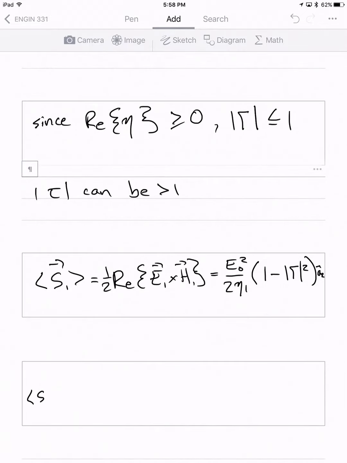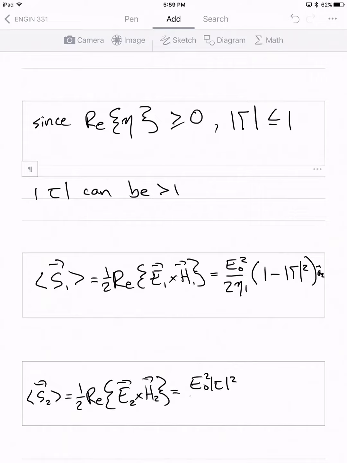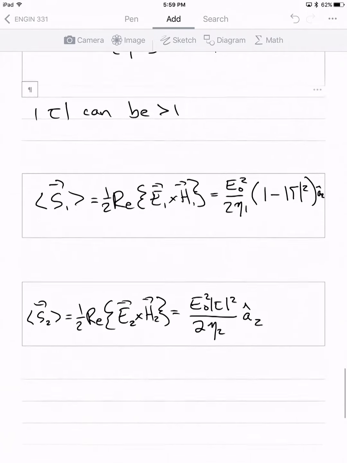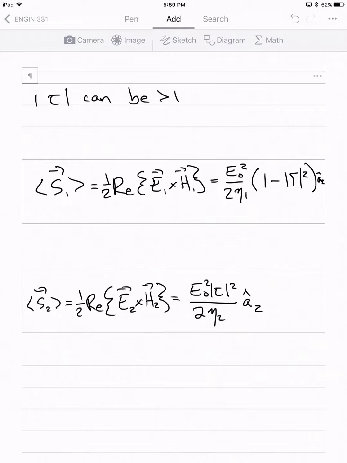If we want to talk about the time average Poynting vector in medium 2, we have 1/2 real part of E2 cross H2, but those two are just the transmitted field, so then we get E naught squared magnitude tau squared over 2 eta 2 a hat z. And I'm not going to do it here because I'm going to make you do it in class later. But what you find is that these two powers are equal, so we're obeying conservation of power as long as the two etas are purely real and we don't have lossy media. If we do have lossy media, we still obey conservation of power, it's just that then we have to account for the loss in the situation.